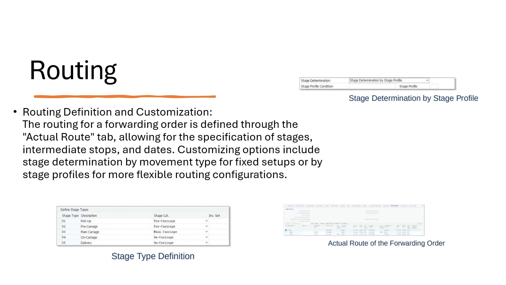And then we have actual routes for forwarding order, which shows the actual route, which can differ from the ordered route. So the actual route is often modified to optimize transportation cost or to reflect unforeseen changes in the logistical process. So the transportation stages that define the actual route are carried over to the freight unit, which also allows transportation planners to work with accurate real-time data for scheduling and execution.